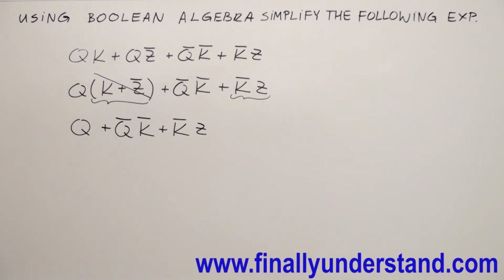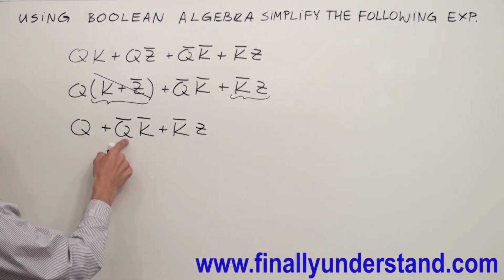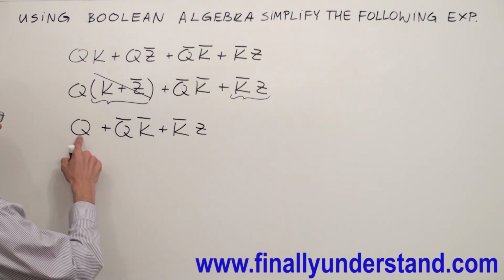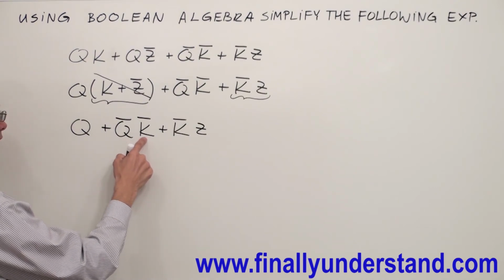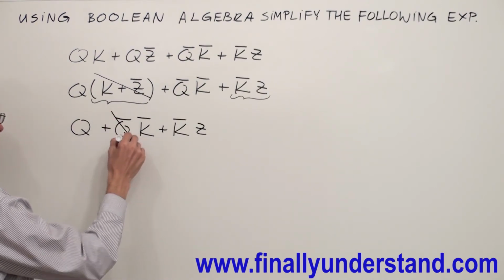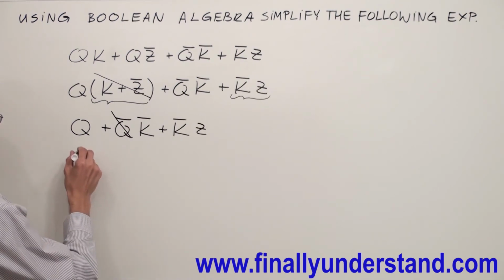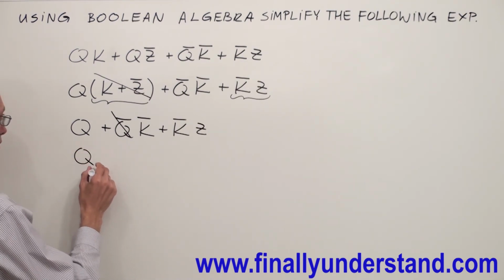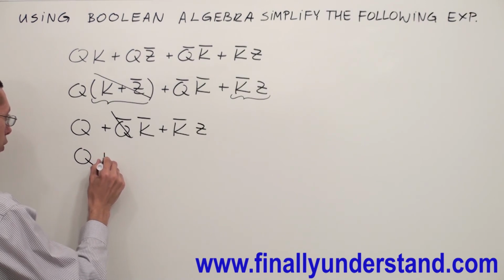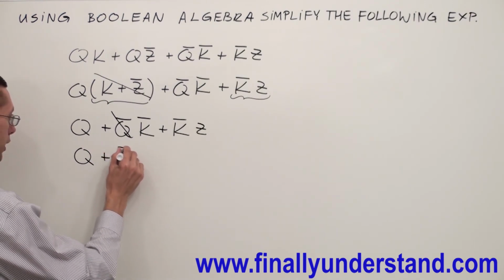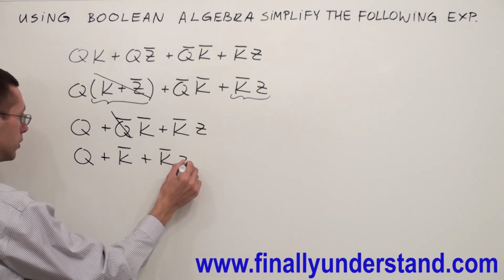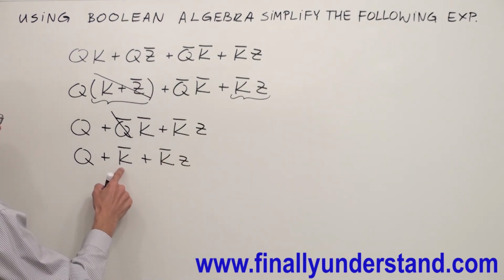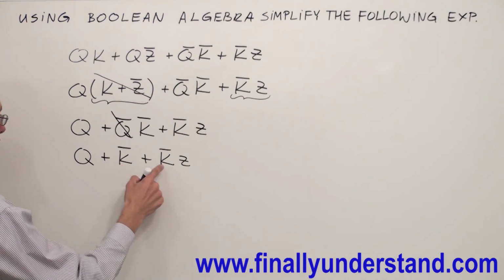Now we have another example of complement absorption. I have complements Q and Q naught, but one of them is ANDed to K naught. That's why this one is going to be cancelled out. That's why I'm going to end up with Q or K naught or K naught Z. I have K naught and K naught.